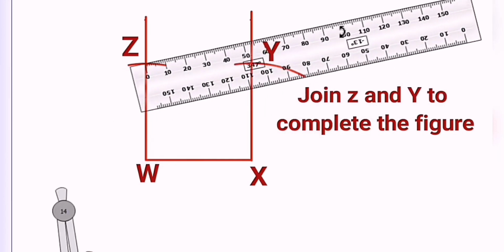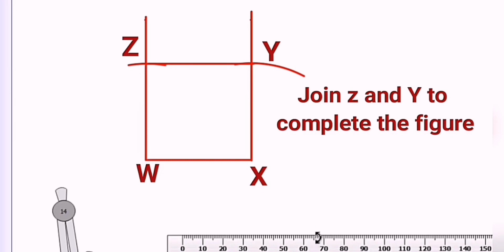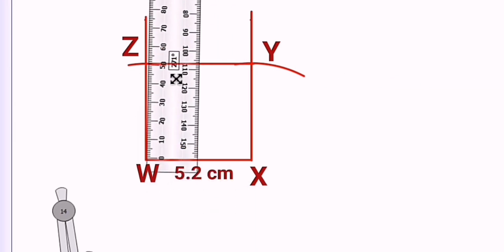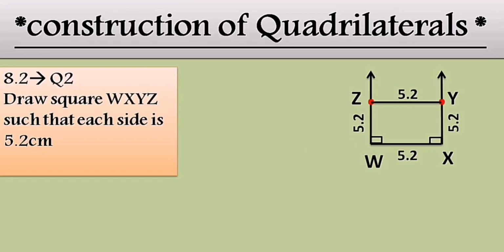Now the last work remaining is to join these points Z and Y. Once you join them, our square is completed. Now the last work: name the points, name the distance, mark the angles, and then we can say our diagram is completed.